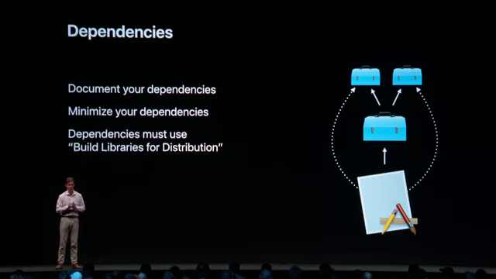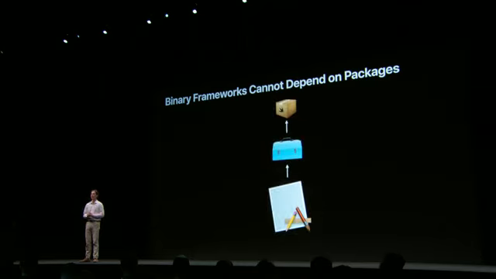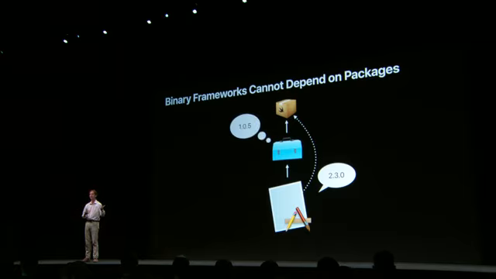This does have a particular implication that binary frameworks cannot depend on packages. Let's look at a dependency graph. I said just a few minutes ago that the dependencies of the framework become the dependencies of the app. But when an app builds a package, it has to pick a particular tag to do so. And that may not match the version that your framework was built against. It may not be compatible at all. And beyond that, not all frameworks can necessarily be built in a mode that's compatible with Build Libraries for Distribution. So this configuration is not supported.